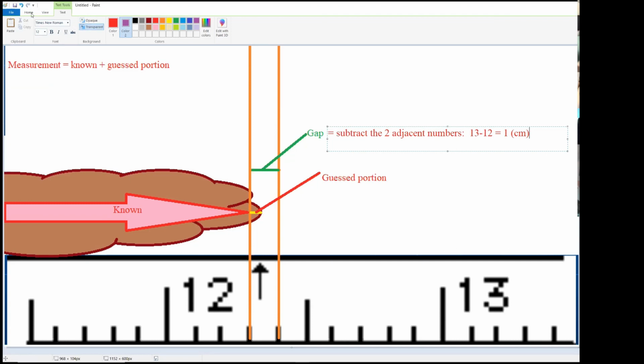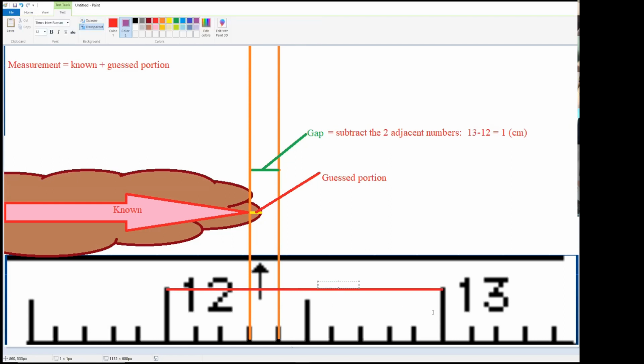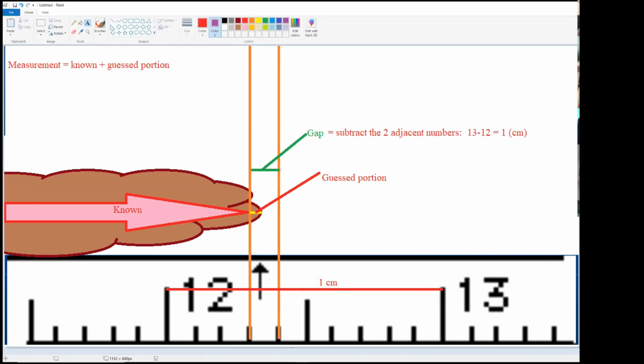If we subtract the 2 adjacent numbers, that is not the gap size. That's this distance right here. If we subtract those 2 numbers, this we have just learned is 1 centimeter. Most likely it's centimeters. In our class, we will use metric lengths. We will not use English standard or something like that. 1 centimeter. So by subtracting 2 adjacent numbers, we get the distance between the 2 numbers, but that's not the gap size.